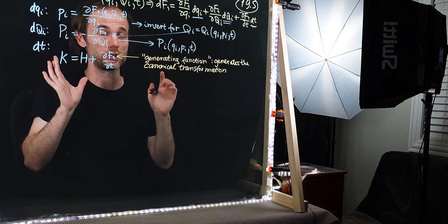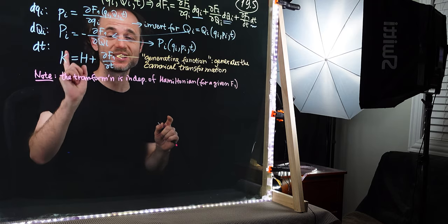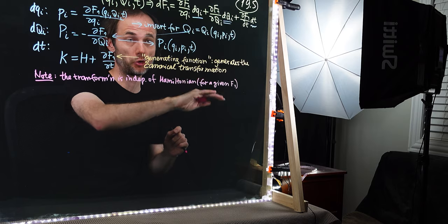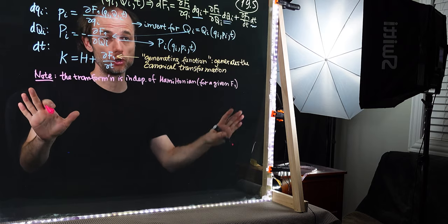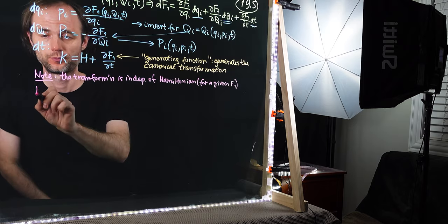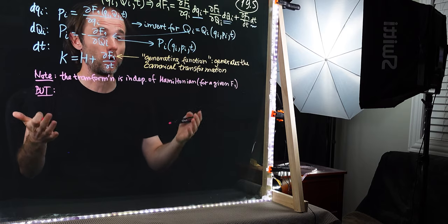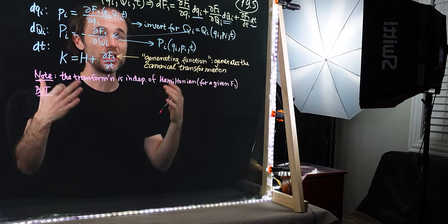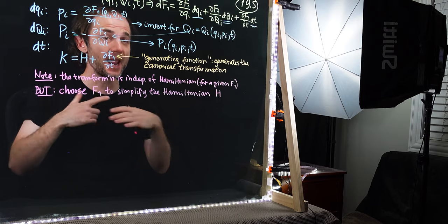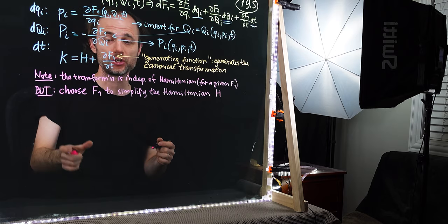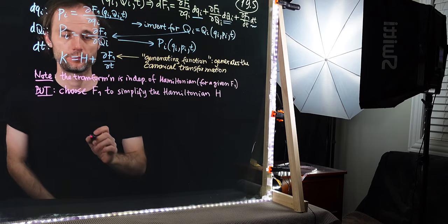Here, a few important notes. The note here is that the transformation is independent of the Hamiltonian for a given F1, because F1 is all that's needed to define a transformation from the old to the new coordinates. However, we choose the expression for F1, the generating function, in order to simplify the Hamiltonian. And of course, any F1 will generate a canonical transformation, but we would like to choose the good F1, the one that will simplify the Hamiltonian.